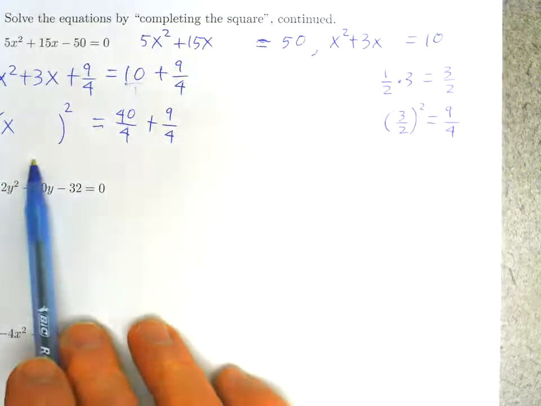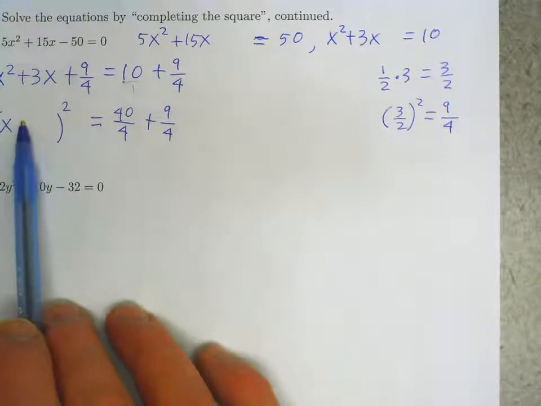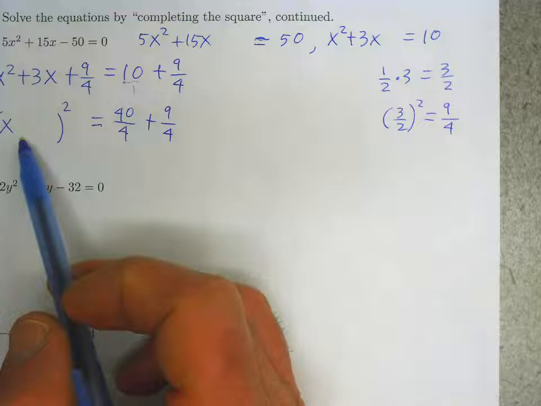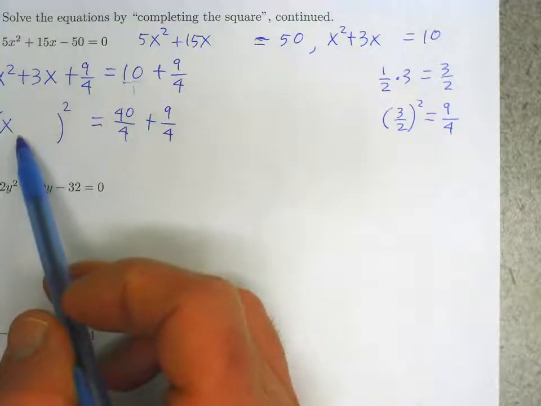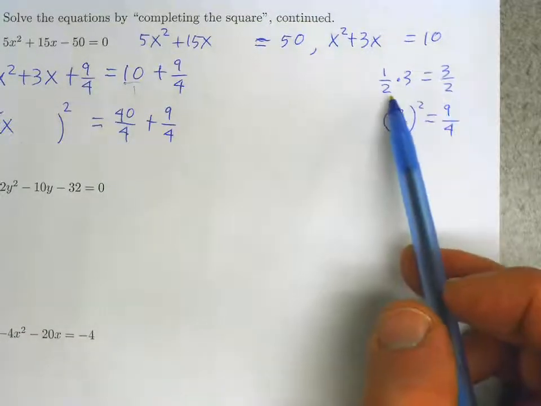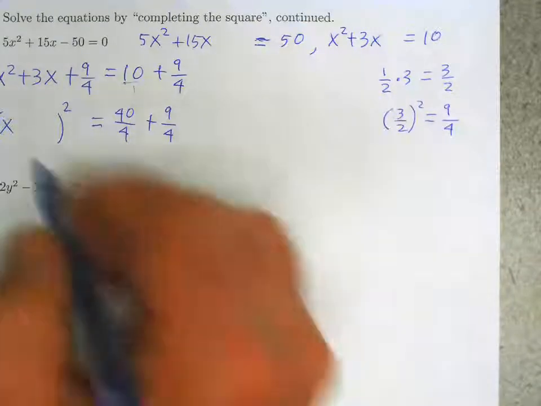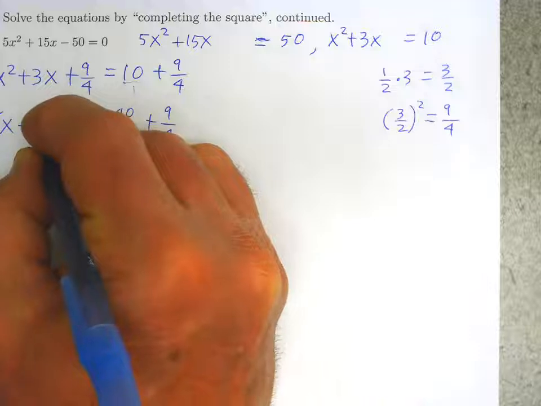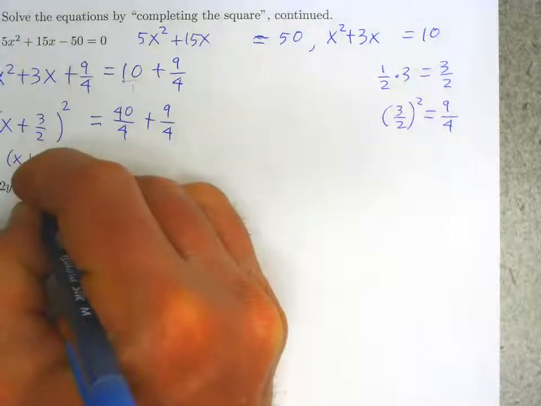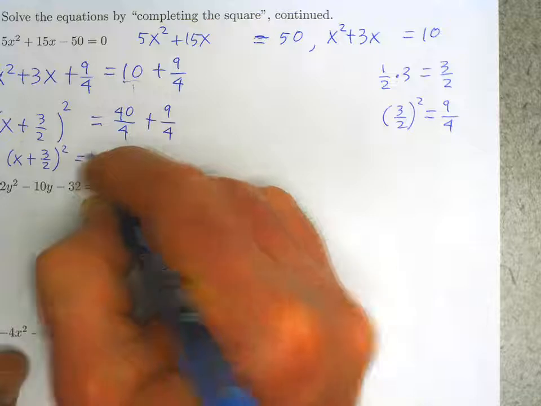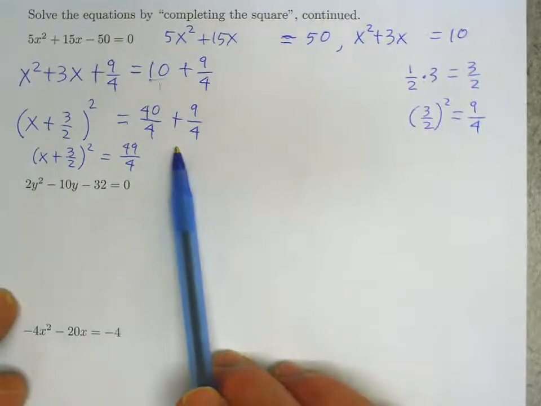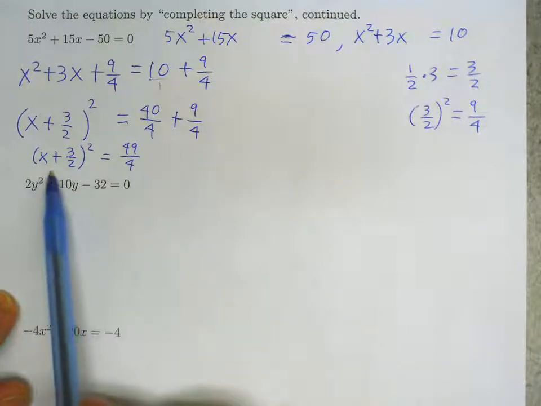Okay, and the binomial that we're squaring, we know we need to have a plus sign because the perfect square trinomial has 2 plus signs. And then how do we know what number we're adding? Well, we add the same number that we got when we took 1/2 of the coefficient of x. So 1/2 of 3 is 3/2. So that means in the binomial we have x plus 3/2. Okay, so we have x plus 3/2 quantity squared equals 49 fourths when we add the two fractions. Okay, so now we can apply the square root property to this.